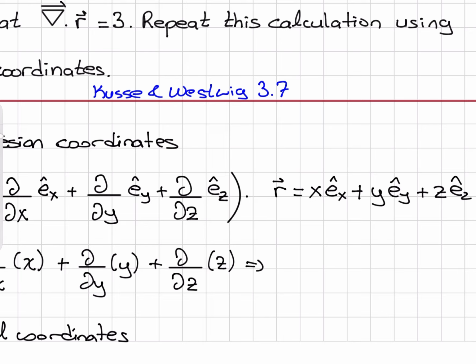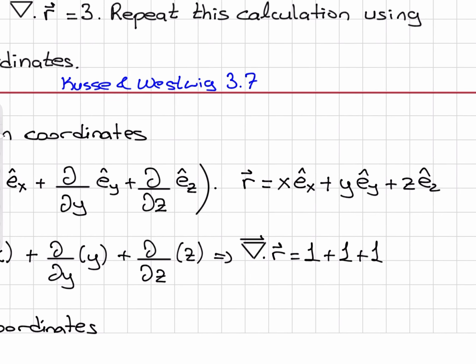And this is going to give me, for divergence of the position vector r, derivative of x with respect to x is 1, y with respect to y is 1, z with respect to z is 1. Therefore, I obtain my final answer. Divergence of r is equal to 3.